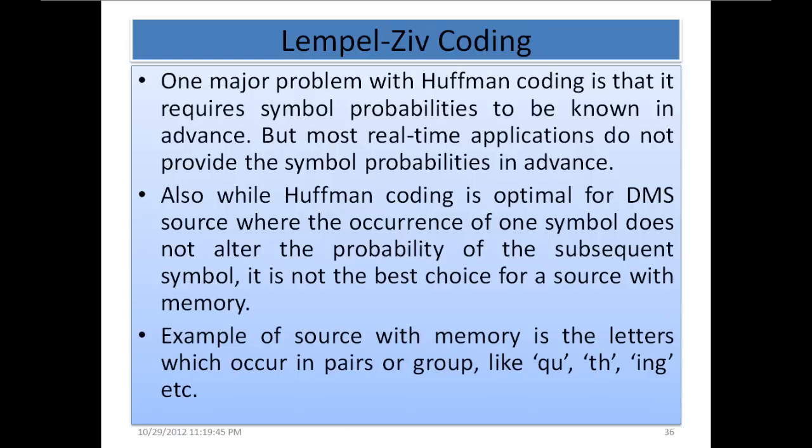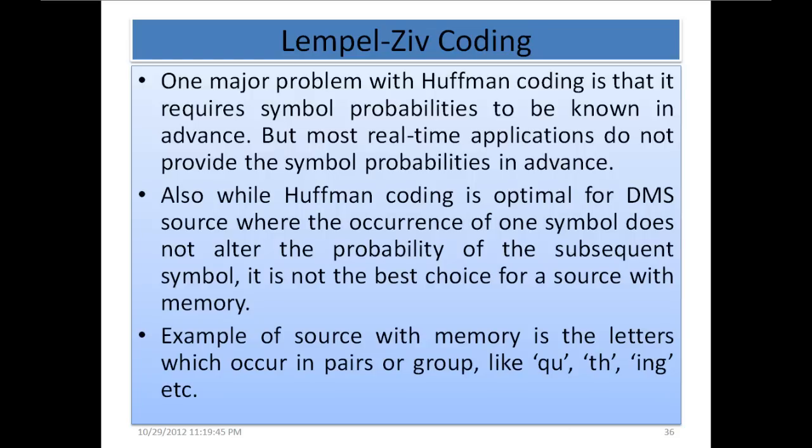Also, while Huffman coding is optimal for a DMS source, where the occurrence of one symbol does not alter the probability of the subsequent symbol, it is not the best choice for a source with memory. So there is another limitation of Huffman coding: it is best for a memoryless source, but it is not the best choice for a source with memory.